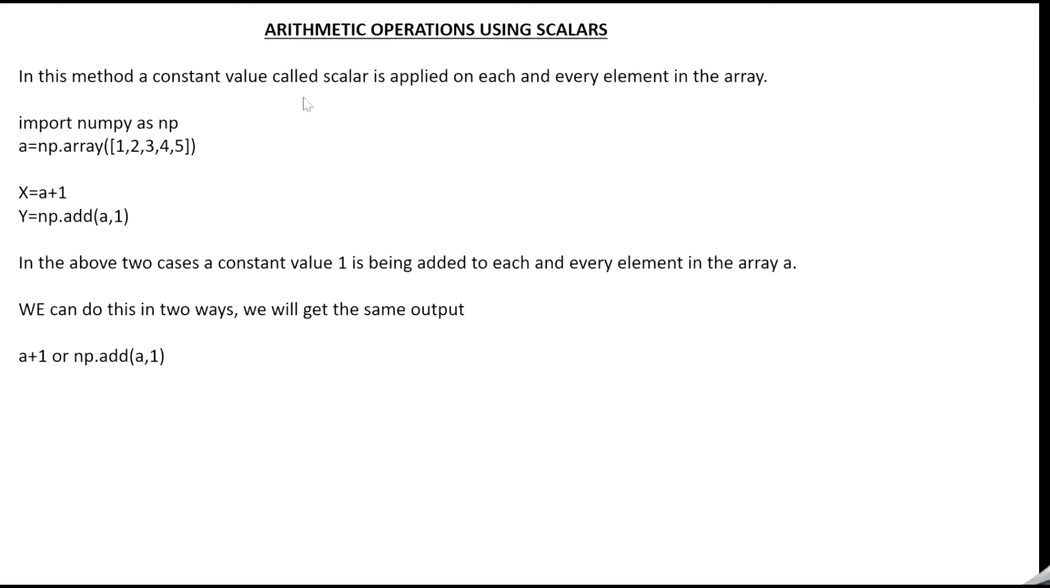In this method, a constant value called scalar is applied on each and every element in the array. So firstly, I'm importing numpy as np. Then I'm creating my array with 1, 2, 3, 4, 5 as elements, a single one-dimensional array. Then I'm saying x is equal to a plus 1. 1 is the scalar value which we are adding to the array, that is array a. And this particular a plus 1 can also be given as np.add(a, 1). So add is the mathematical function which adds one value to each and every element in the array a.